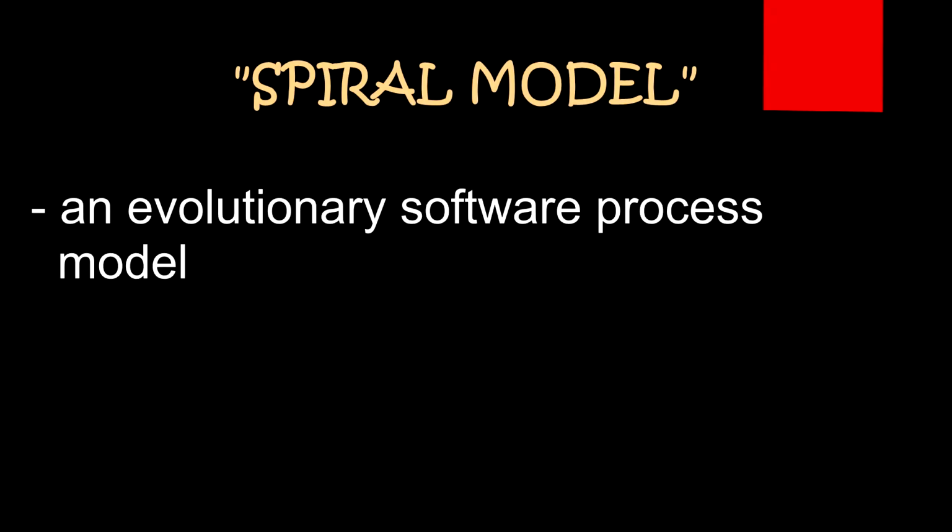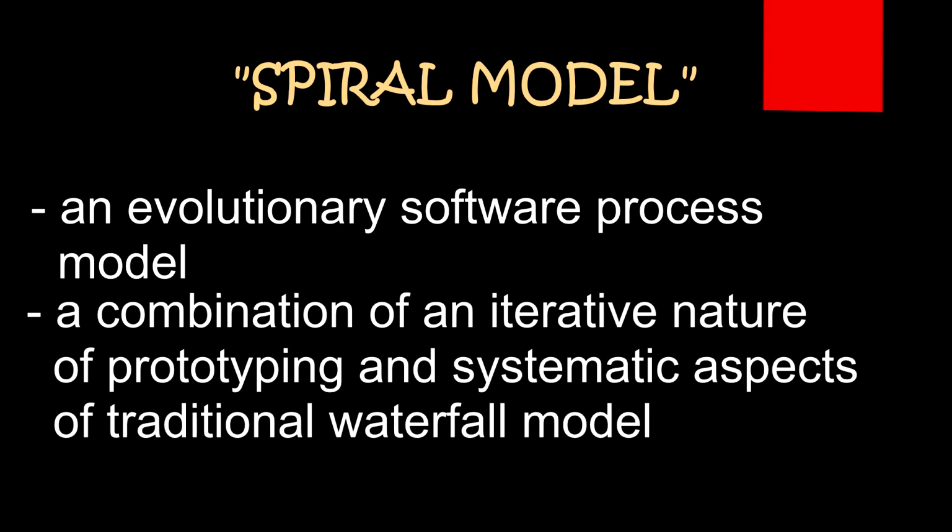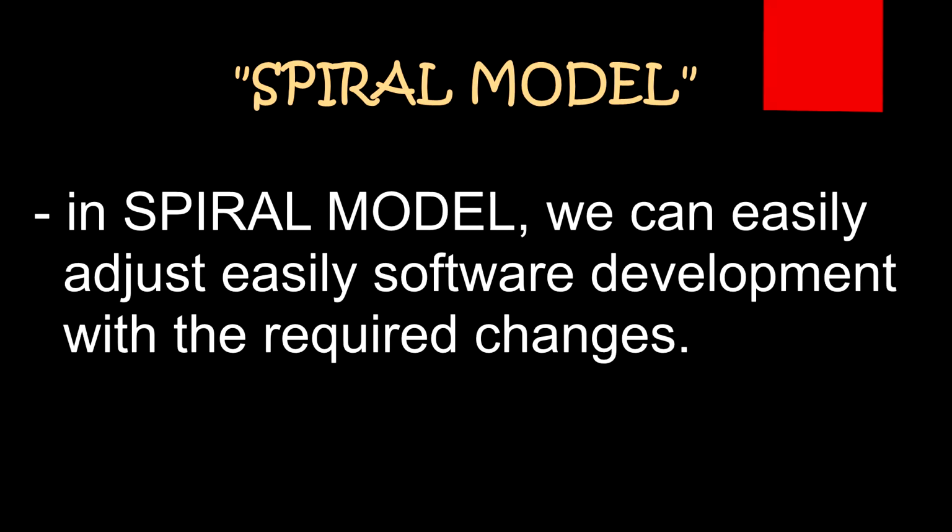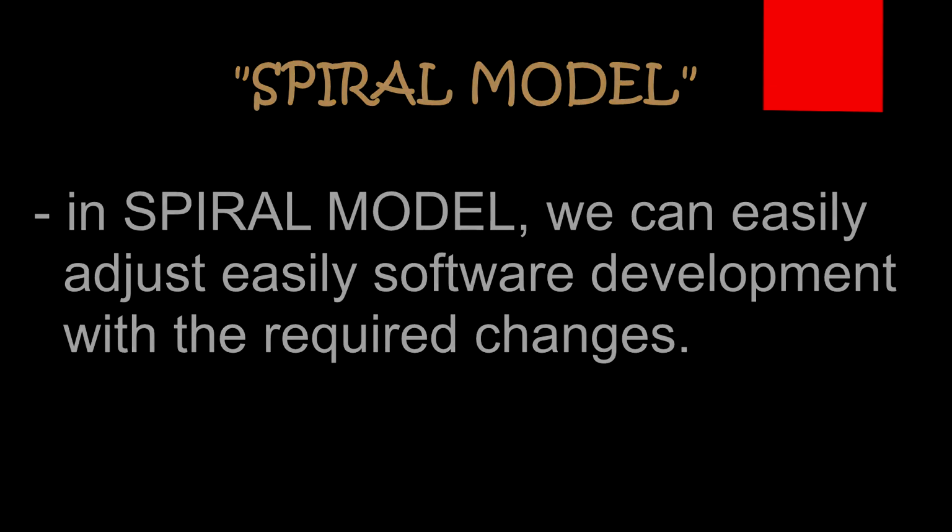A spiral model is an evolutionary software process model which is a combination of an iterative nature of prototyping and systematic aspects of the traditional waterfall model. And the spiral model can be adapted to apply throughout the life of computer software. In the spiral model, we can easily adjust software development with the required changes.